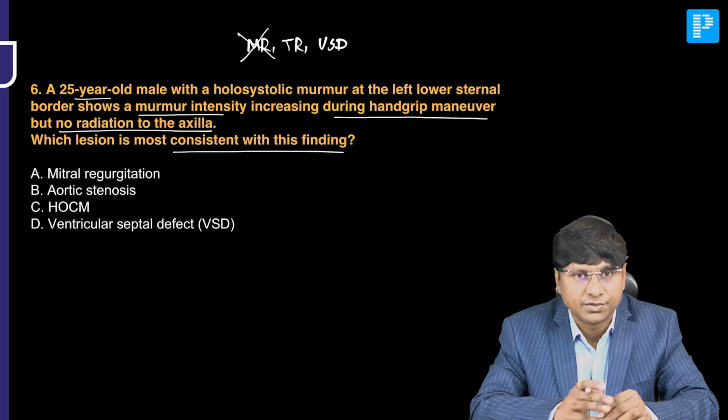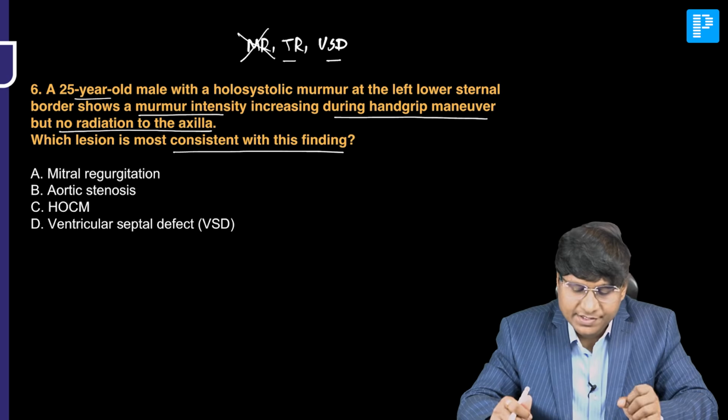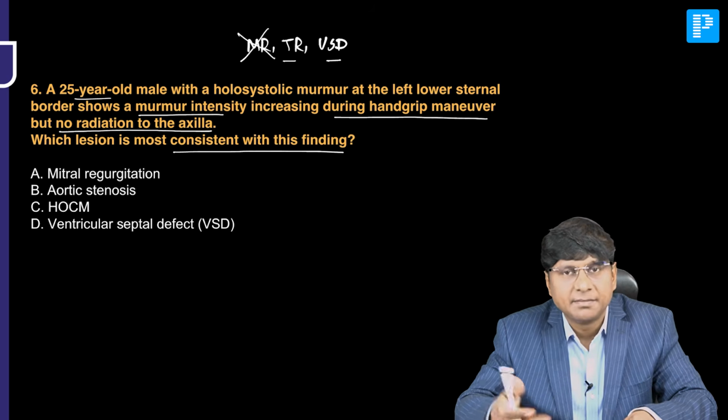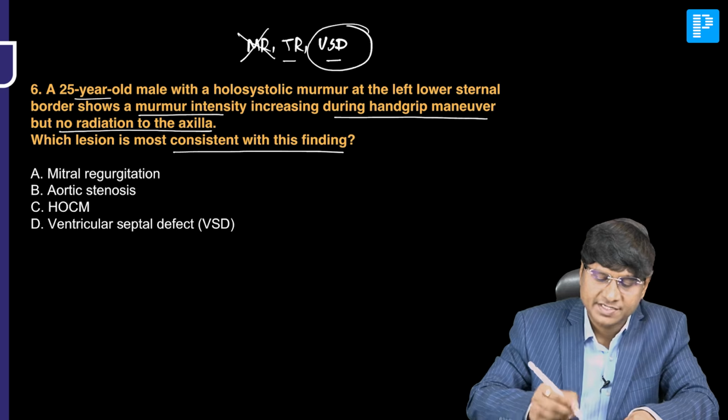So your MR is ruled out. Then you take TR as well as the VSD. This TR murmur does not change much with the hand grip. But what is that murmur which will increase in intensity with the hand grip? It is the VSD murmur.